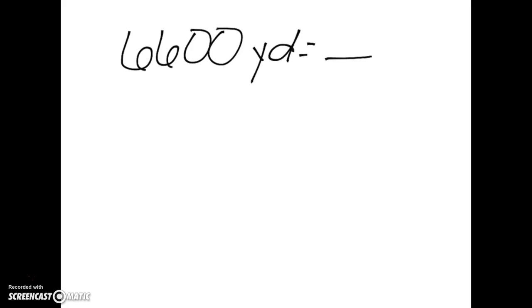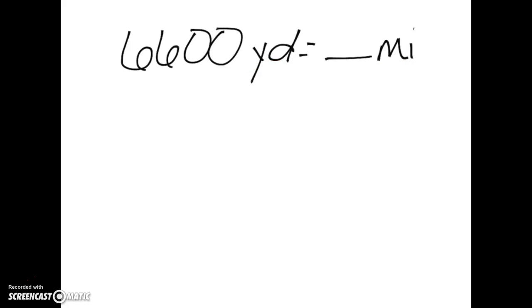All right? So for this one, we want to convert from 6,600 yards into miles. My temptation is always to look and see, can I convert from yards into miles? And I look and I look and I can't find a conversion. So I have to look and see what I could convert yards into that will then convert into miles. And I notice, hey, I could convert yards into feet.